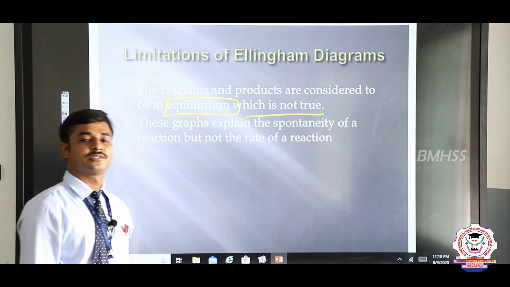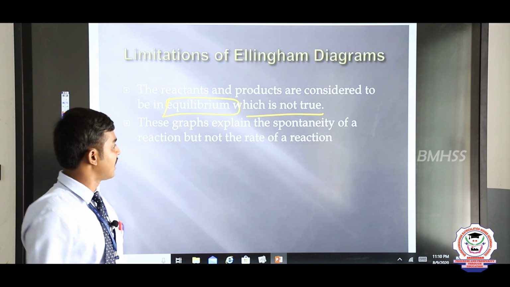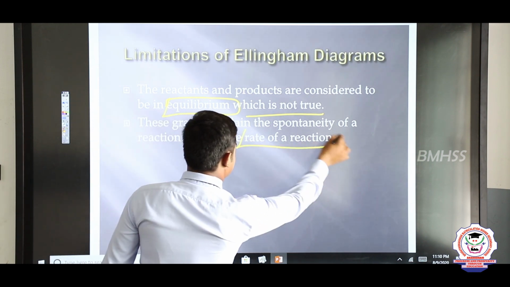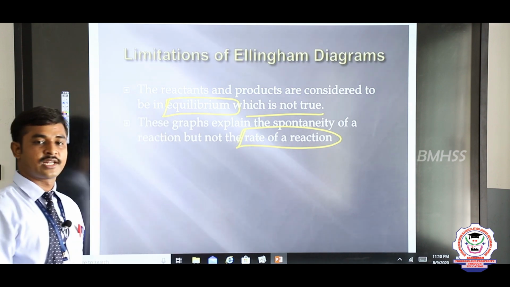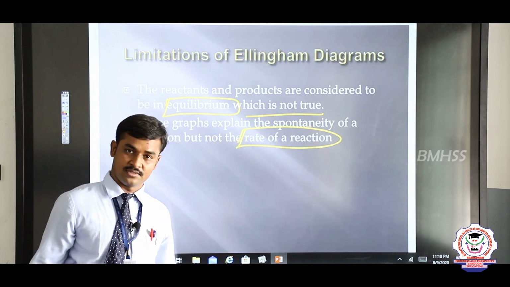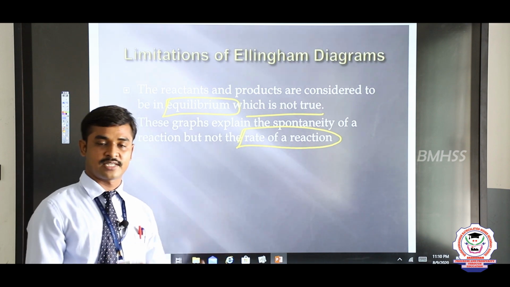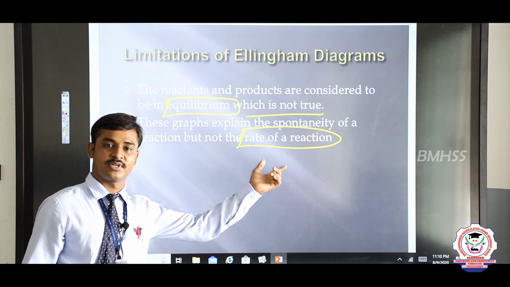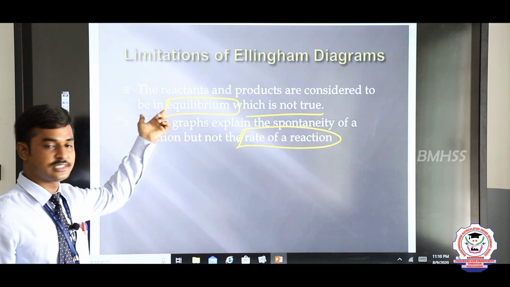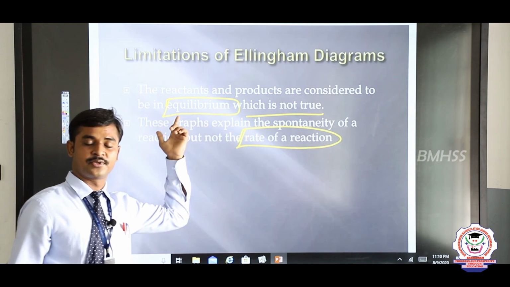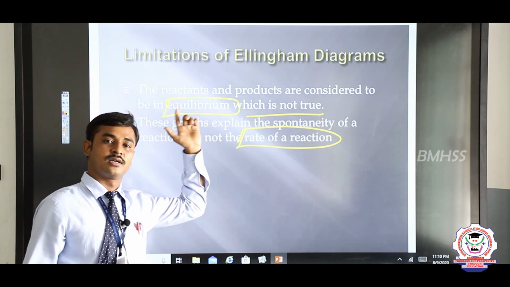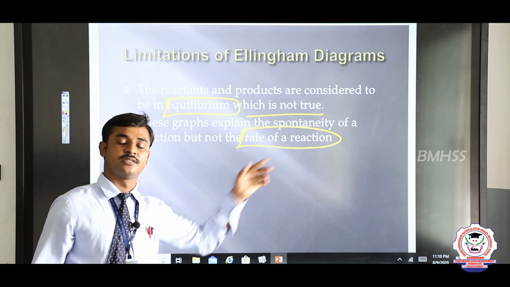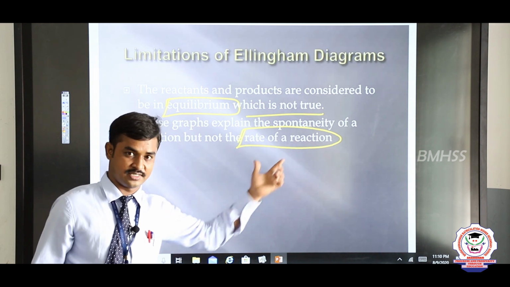So, all the reactions are not in equilibrium, and another limitation is the rate of the reaction. In the Ellingham diagram, the rate of the reaction is not given. So, we cannot find the rate of the reactions in the Ellingham diagram. First limitation is that equilibrium in the reactions is not always true, and the second limitation is that the rate of the reaction is not given in the Ellingham diagram.